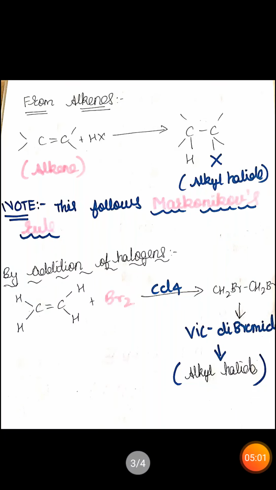Okay, let's move ahead. How to prepare alkyl halide from alkenes. Alkenes, you know, have sp2 hybridized carbon atoms with a double bond. We add HX, hydrogen halide, and it will give you an alkyl halide. You can see I've written there, this follows Markovnikov's rule. The same reaction is given in your class 11 part 2 NCERT chemistry textbook.